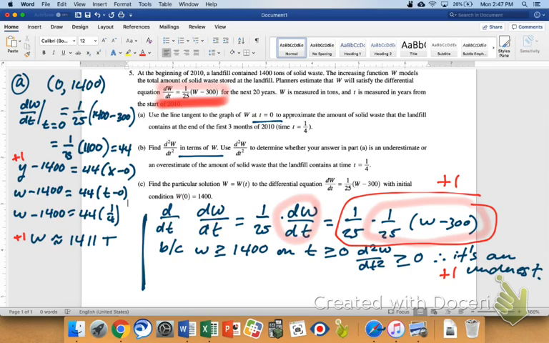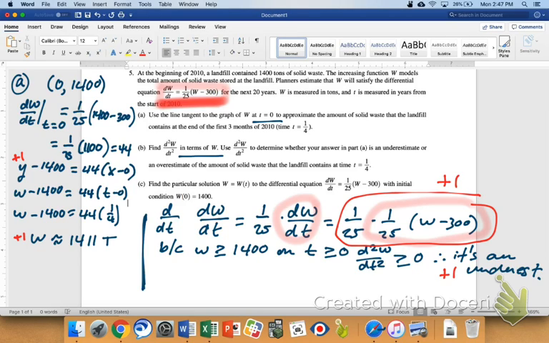Question? Will you ever get an overestimate? Very possible, sure. If it was a similar scenario, except you have maybe a little bit of a differential equation, but the amount of stuff, in this case waste, was decreasing, and the way the numbers worked out with the subtraction, you always end up with a negative second derivative. You could end up with an overestimate.